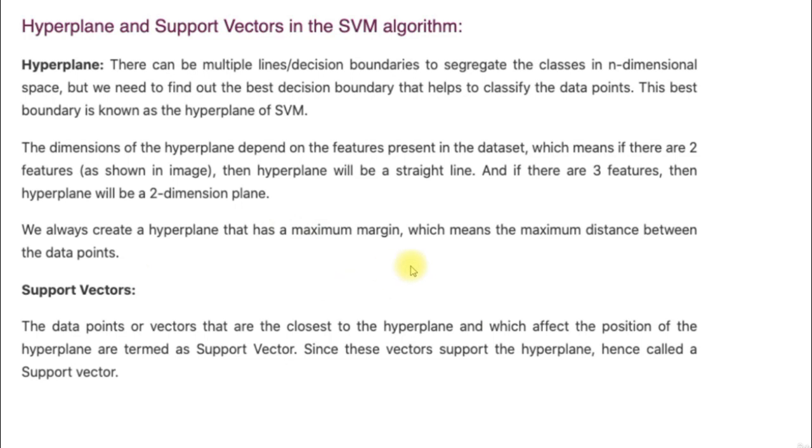We always create a hyperplane that has a maximum margin, which means the maximum distance between two data points, so it can separate the data points very clearly, and we want the best fit hyperplane. And again, the support vectors: the data points or vectors that are closest to the hyperplane. Once we have found the hyperplane, the plane that is separating two different classes, the data points closest to that particular hyperplane, which affect the position of the hyperplane, are termed support vectors. Since these vectors support the hyperplane, they are called the support vectors.